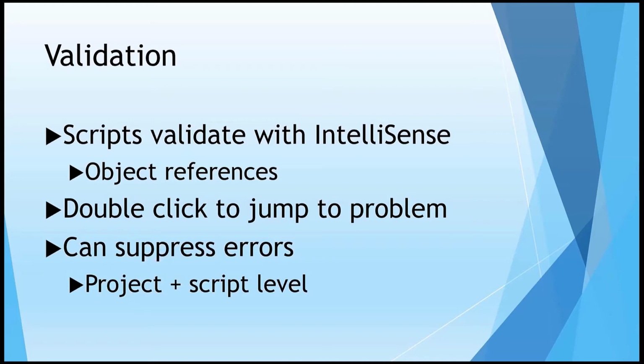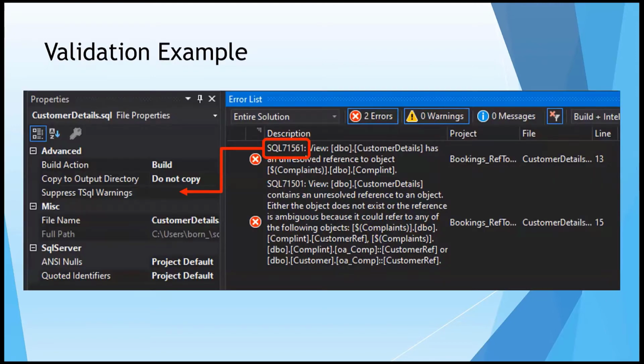Now, there might be some errors that you see where you think that's actually not an error. I know that when I deploy this to a database, it's actually going to be fine for whatever reason. And you do have the option to suppress these errors. You can either suppress them throughout the entire project, or you can just suppress them for one script. So either way, you take this error number here and you just copy it into this suppress warnings box here in your file properties tab.